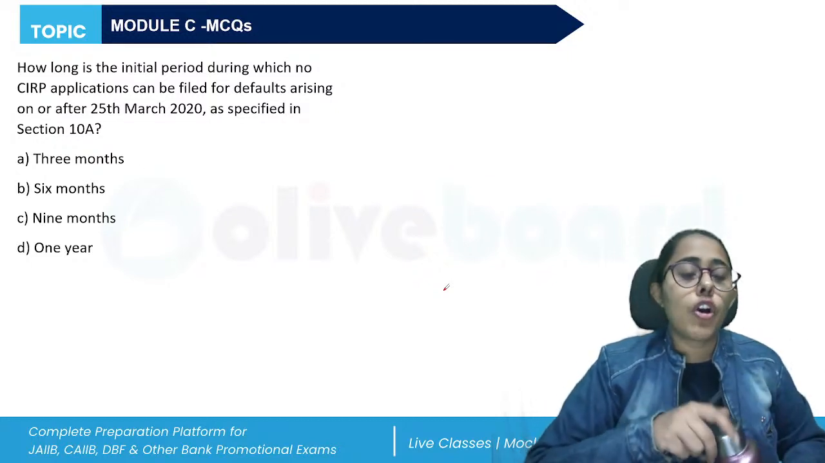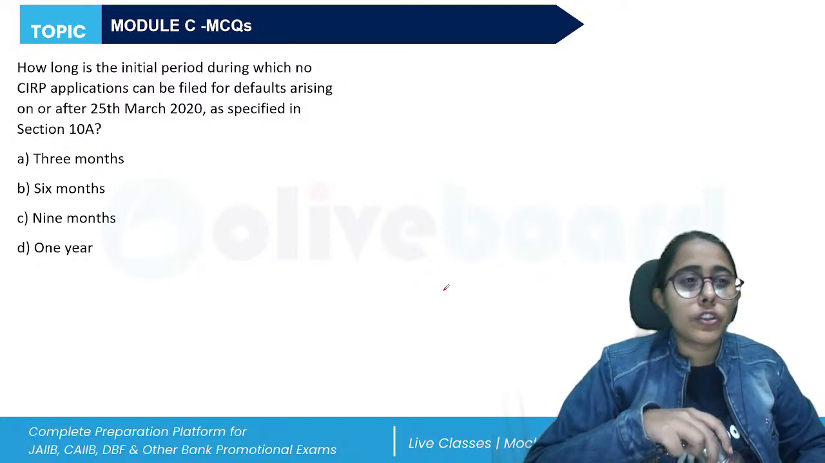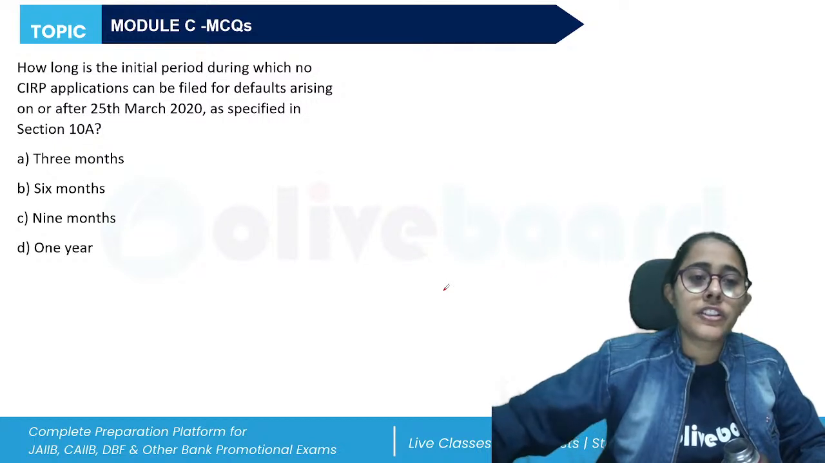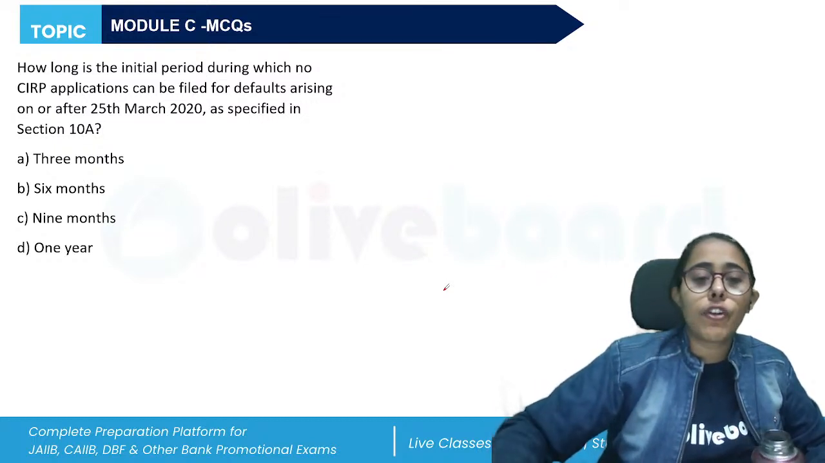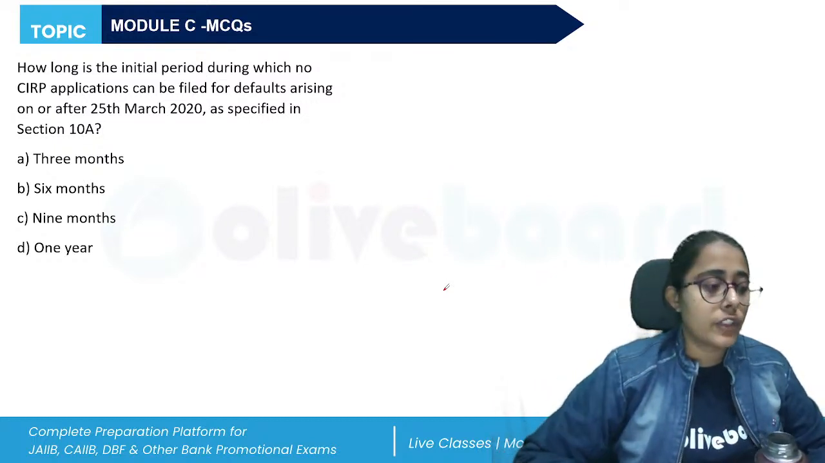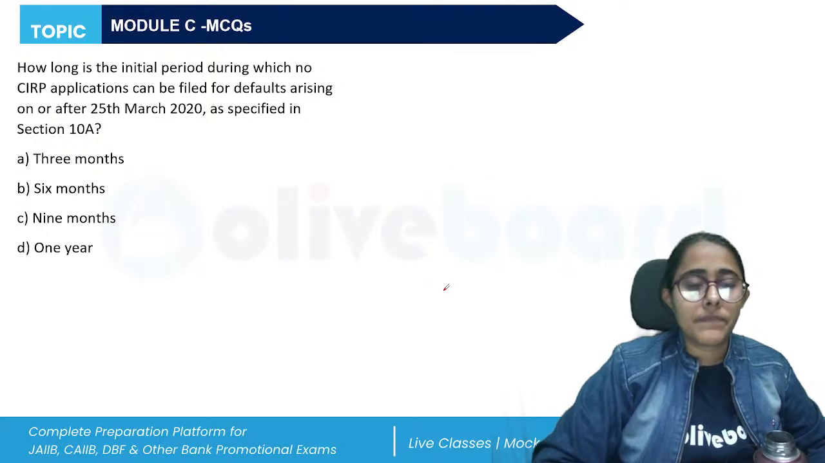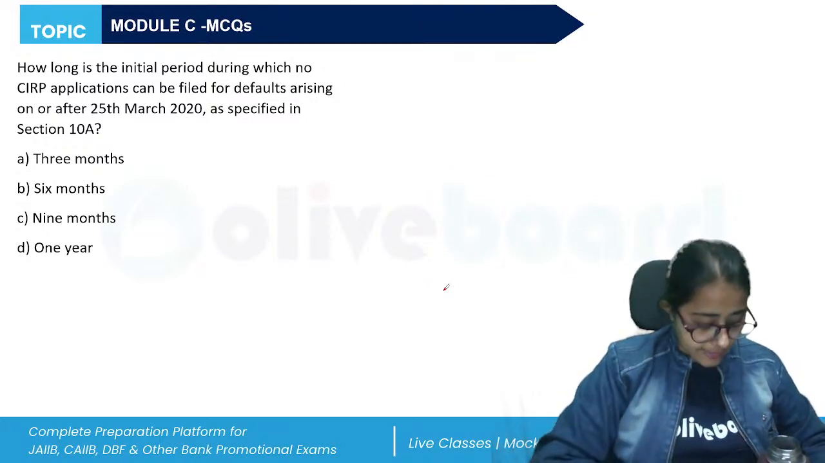Next, how long is the initial period during which no CIRP applications can be filed for the defaults arising on or after 25th March 2020, which is specified in section 10A.